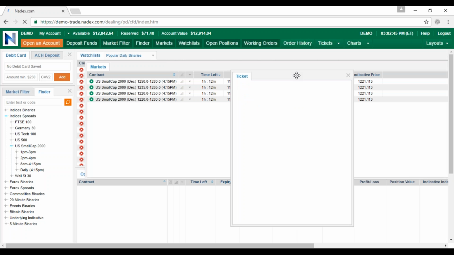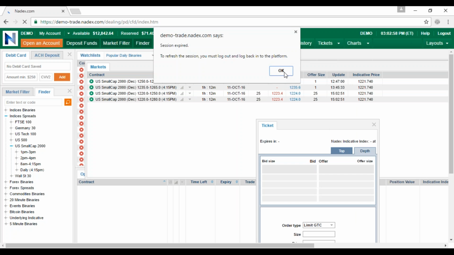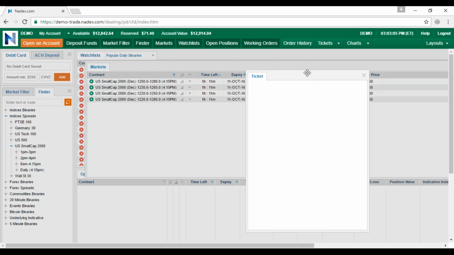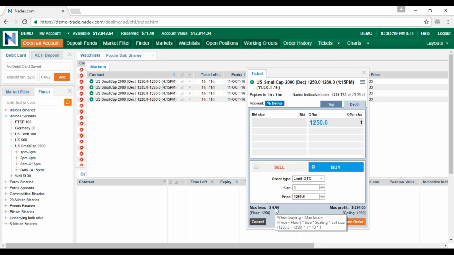So you pop up a ticket here on, for example, this top spread here, this 1250 to 1280. And for some reason that's taking a moment to pop up. Let's see here. Oh, all right, I'm going to have to log back in here in a second. There we go. Let's see here. Okay, and you're like, all right, well, I want to buy this. If I buy one, ooh, look at that. Max loss $6, max profit $2.94. I only have to put up $6. All right, so you like that, right?